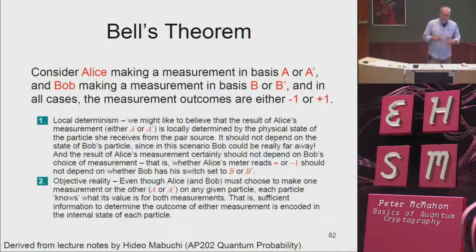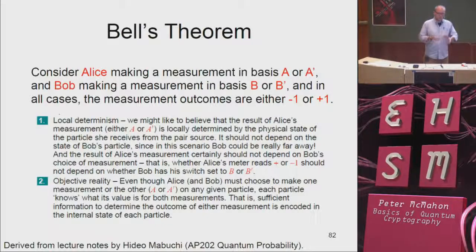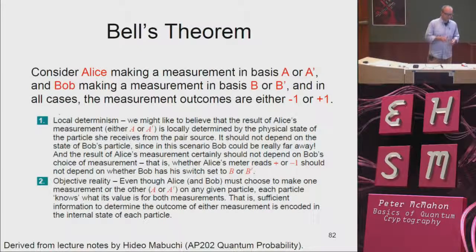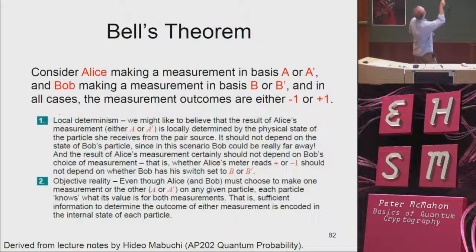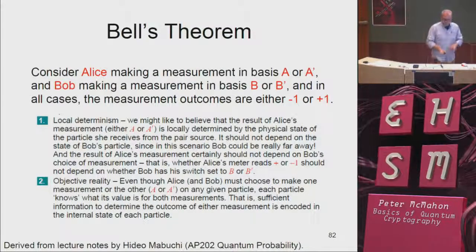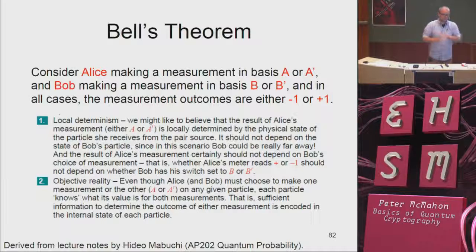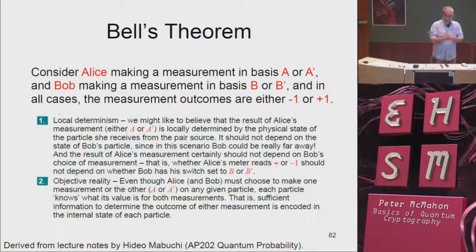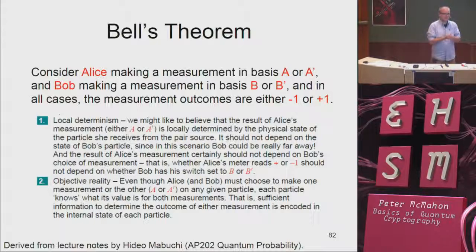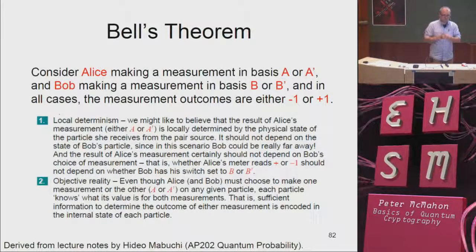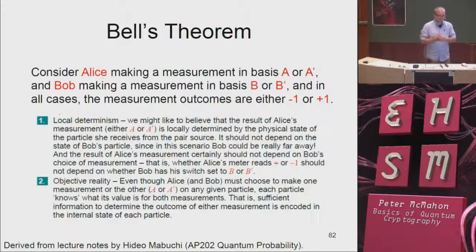So Bell started off saying that let's suppose we have this setup with Alice and Bob, and then let's make two assumptions about physics and see what the consequences of these assumptions are. So the first assumption he made is something called local determinism, and this is a pretty intuitive notion. He's saying, let's suppose that physics works in a way that when Alice measures the particle that she receives at her location in space, the outcome of her measurement does not depend on what happens somewhere else in space. It only depends on what she's doing and where she is.